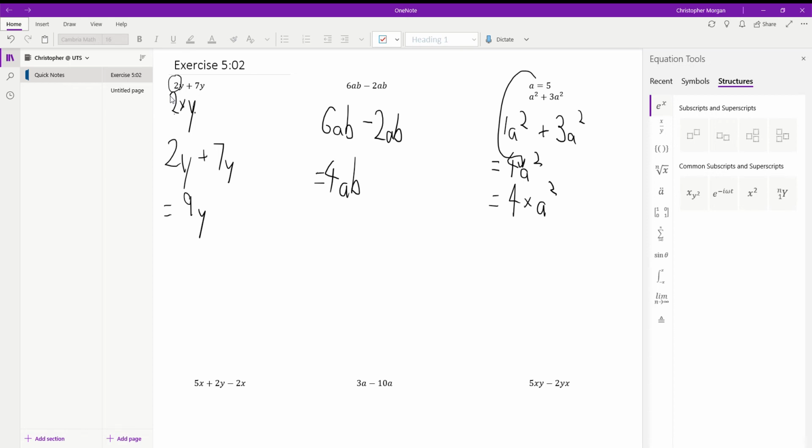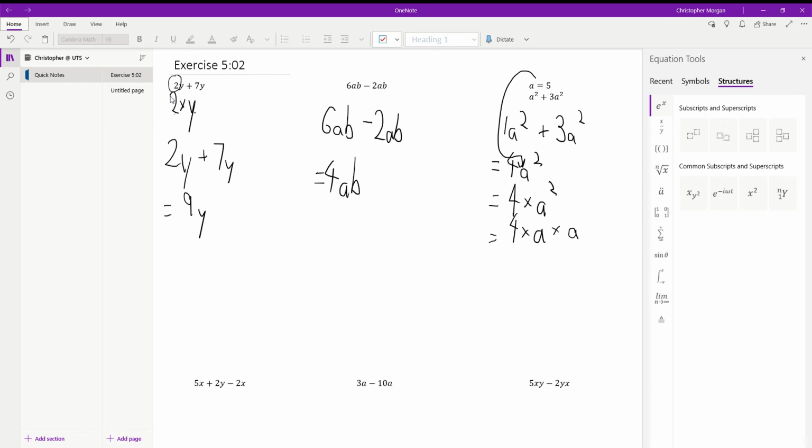Now, if you remember, a squared really means a times a, doesn't it? So we could even rewrite this as 4 times a times a. That looks a bit like a 9, so I'm going to rewrite it. There we go.